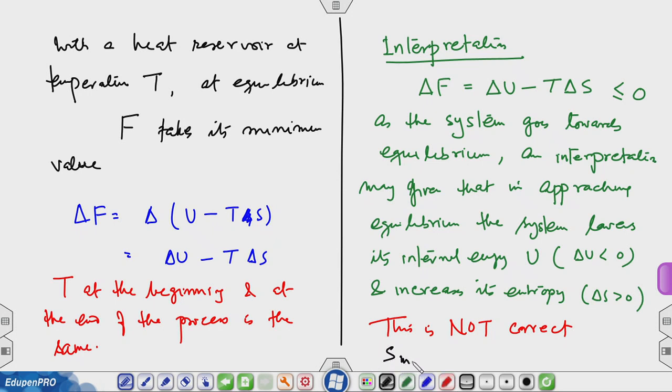S max drives the system towards equilibrium. So keep this in mind, and we can discuss it further in our tutorial.